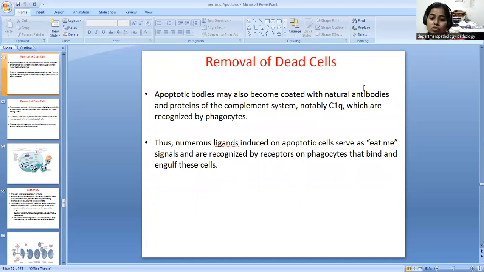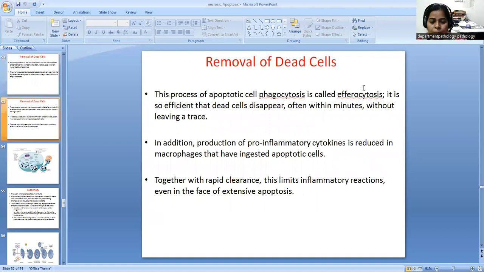Apoptotic bodies may also become coated with the natural antibodies and proteins of the complement system, notably C1q, which are recognized by phagocytes. Thus, numerous ligands induced on apoptotic cells serve as "eat me" signals and are recognized by receptors on phagocytes that bind and engulf these cells. This process of apoptotic cell phagocytosis is called efferocytosis.